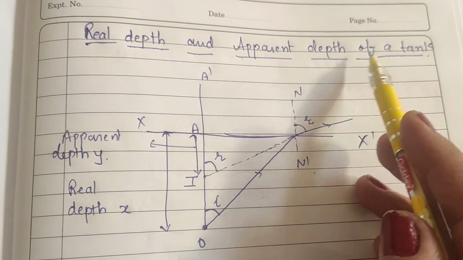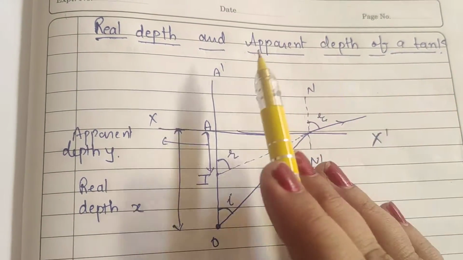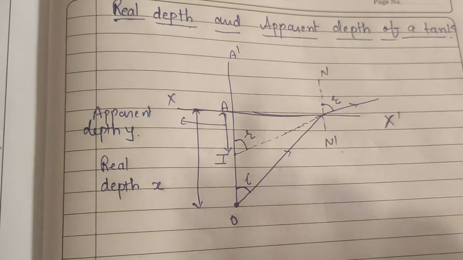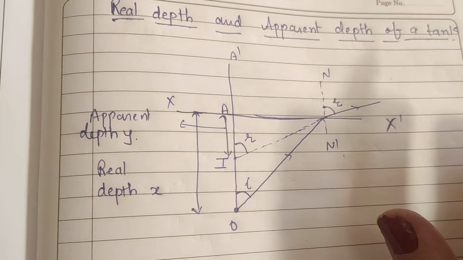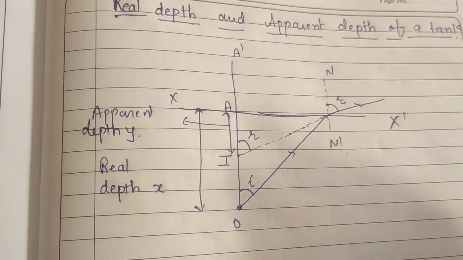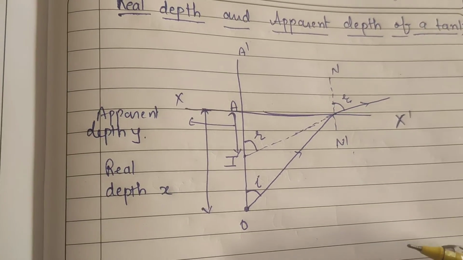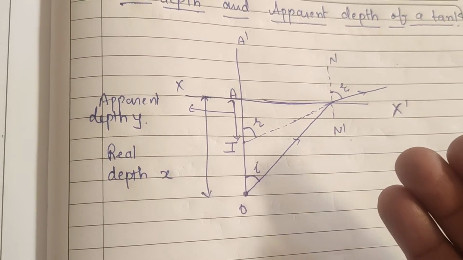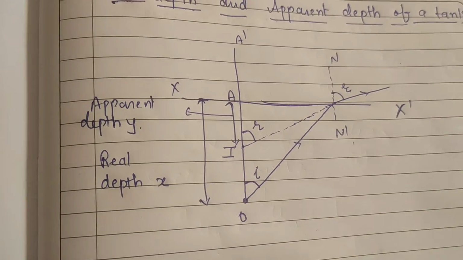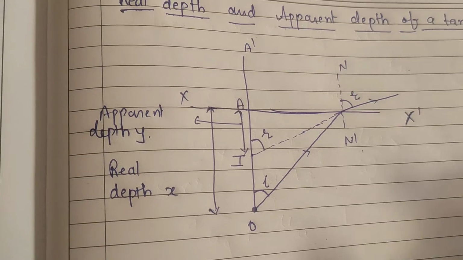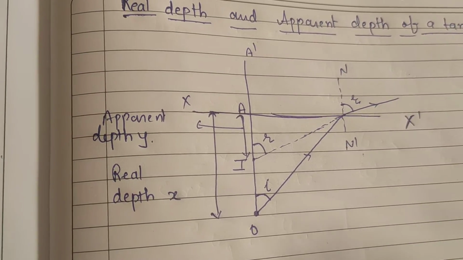Real depth and apparent depth of a tank. Now let us understand the phenomenon that you have also observed in your daily life: when you put a coin in a glass of water, or look into a water tank or water bucket, it appears to be shallower, that is, it appears to be raised up somewhat. What is the reason behind that, what is the actual depth and what is the apparent depth, and how could we find out?